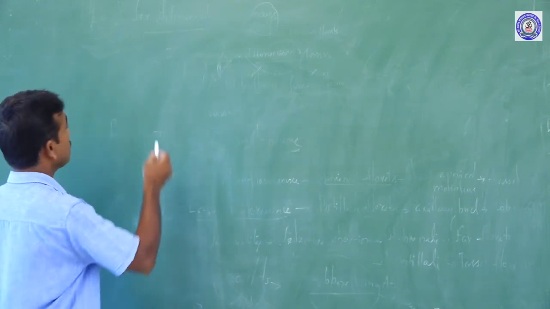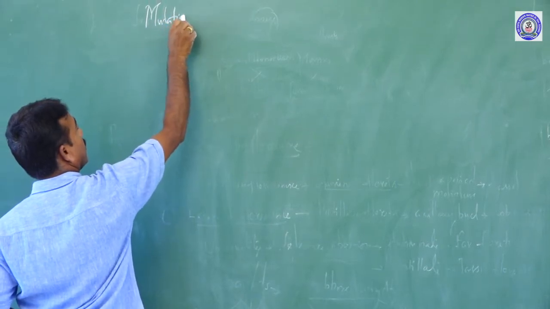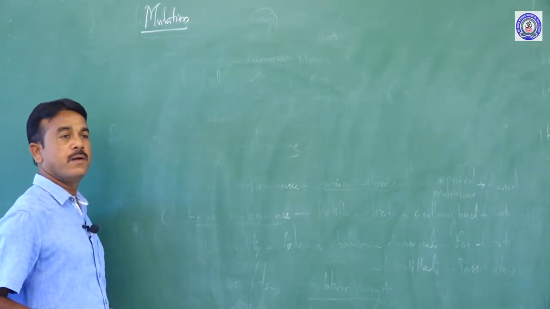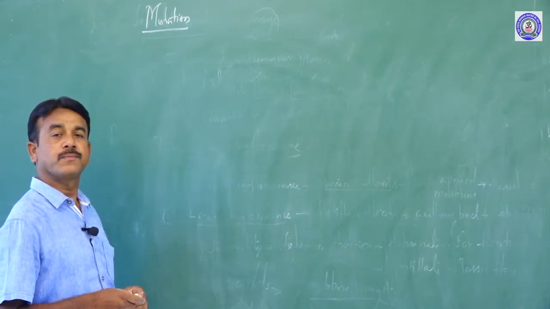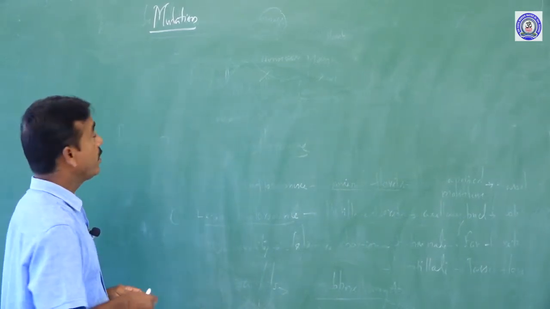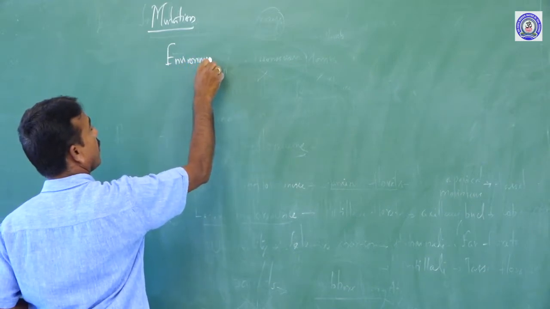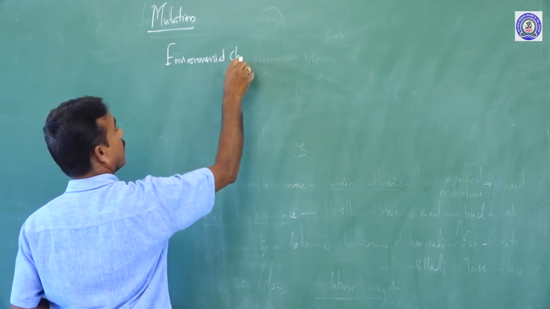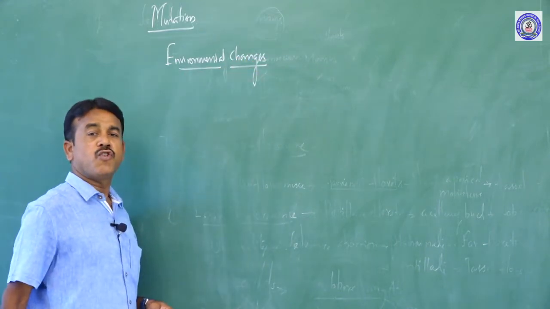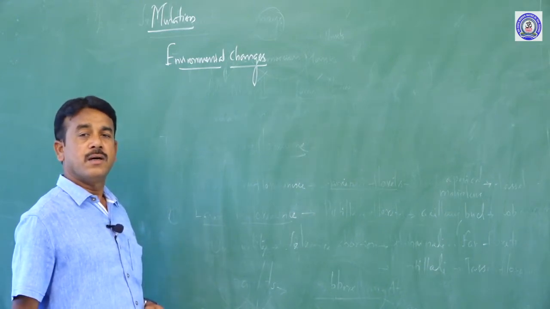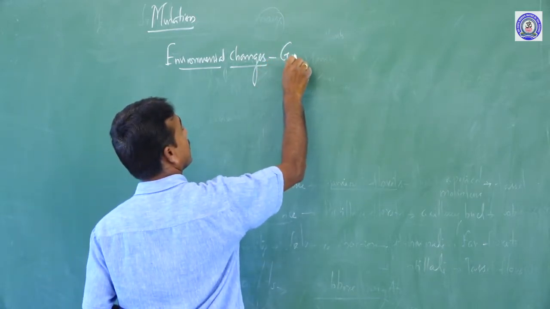Next topic is commonly called as mutation. For the mutation, which is responsible for the cause, due to regarding what? Environmental changes. So, environmental changes are commonly called as one of the important raw materials for genetic variation.